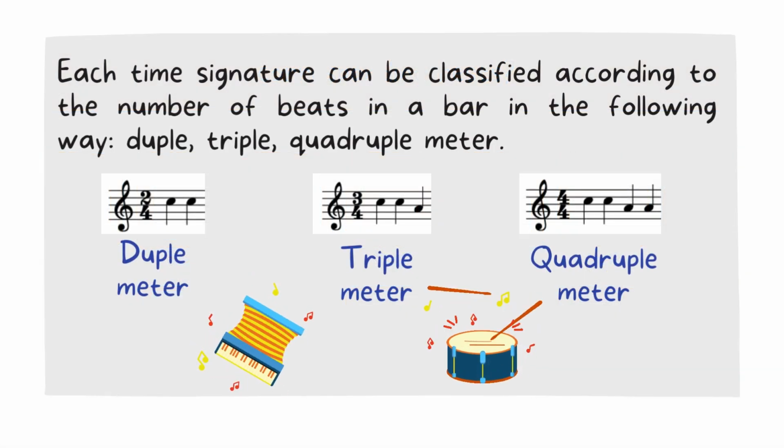The next thing to revise is time signatures. Each time signature can be classified according to the number of beats in a bar, in the following way. Duple, if the bar is divided into 2 beats, triple, if it is divided into 3 beats, and quadruple meter if there are 4 beats in each bar.